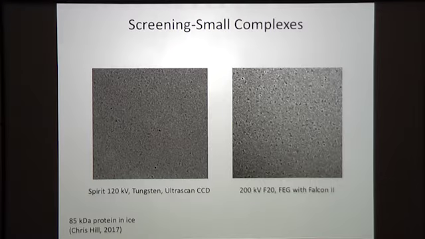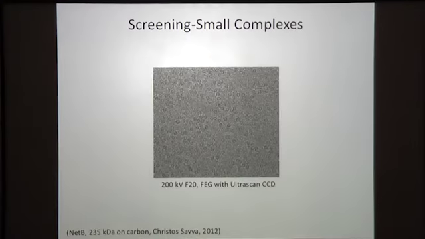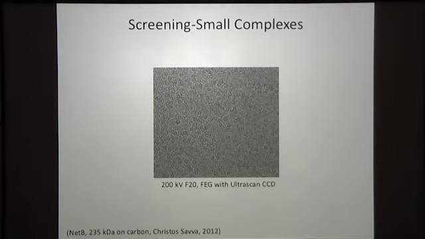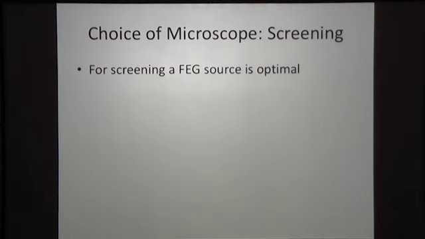So just to show you that it's not just the camera here, here's an example of a protein that I used to work on, taken on an F20 with a CCD. This is before direct electron detectors. This is a 200 kilodalton toxin. You can still see the particles. You can see features. So the big difference there is due to the gun. So for screening, if you can get a FEG, that will make life easier for you.